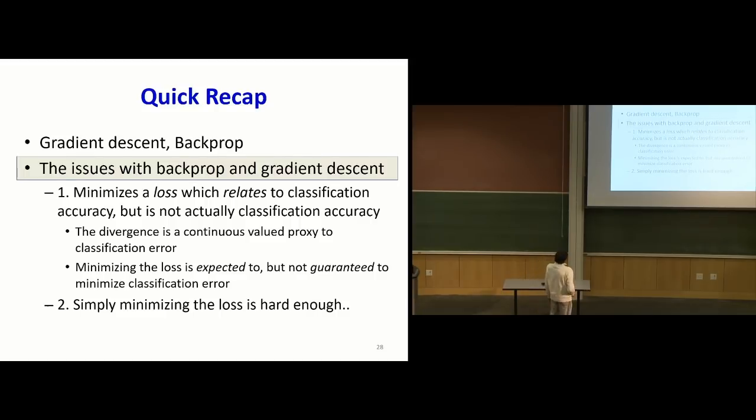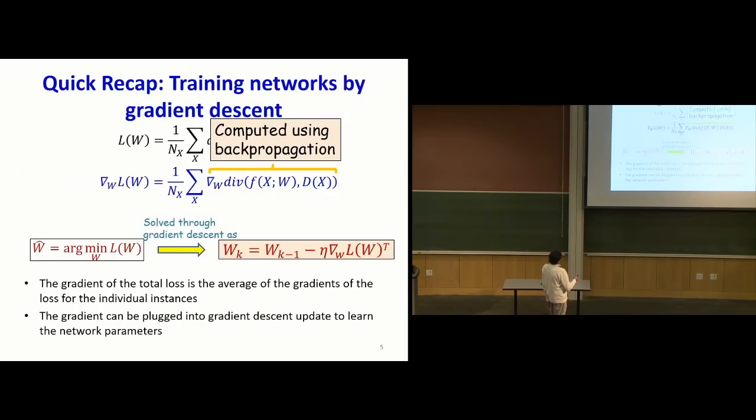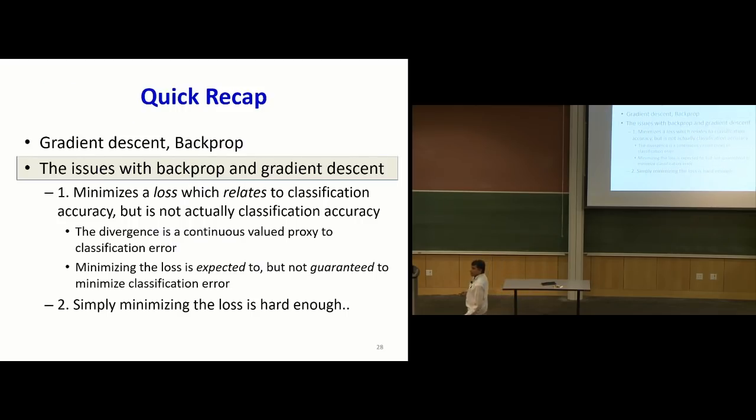So there were issues with the whole process. We have issues with backprop and gradient descent. First, we minimize a loss which relates to classification accuracy, but is not actually classification accuracy. Here, for example, we require this divergence to be differentiable. If you're trying to build a classifier, classification accuracy is based on the number of classification errors, which are counts and are not differentiable. So we come up with a proxy that is differentiable.